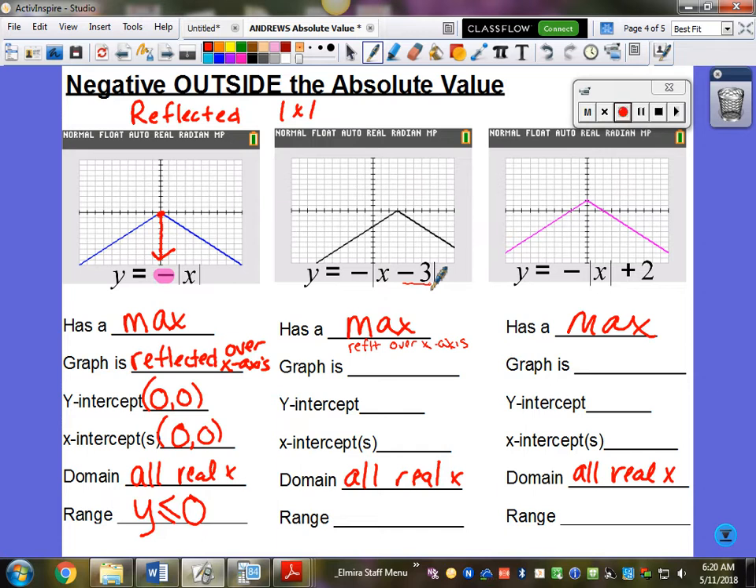Inside. Okay, hopefully in your head you said it's to the right 3. Okay, so we took our original V-shape function, we flipped it over so that it opens down, and we moved it 3 to the right. The y-intercept is now at 0, -3. The x-intercept is at 3, 0. Range, well, this is my highest y value right here at the vertex. So all y values are less than or equal to 0.